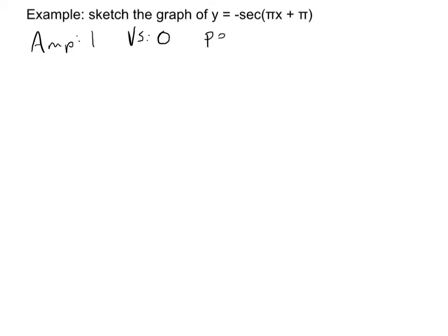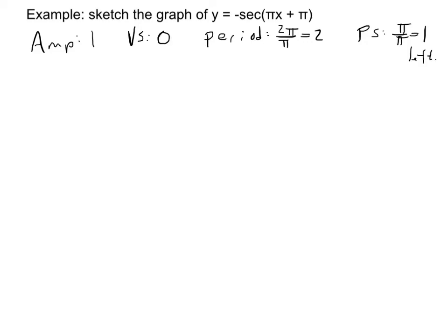After that is the period of the graph. The natural period of secant is 2 pi, so I have 2 pi over pi, which is 2. And then the last thing we have is our phase shift. Our phase shift is pi over pi, which is 1. And since it's positive 1, it's going to be 1 to the left. So these are all really nice numbers to work with. We should be able to come up with a decent looking graph of this thing.